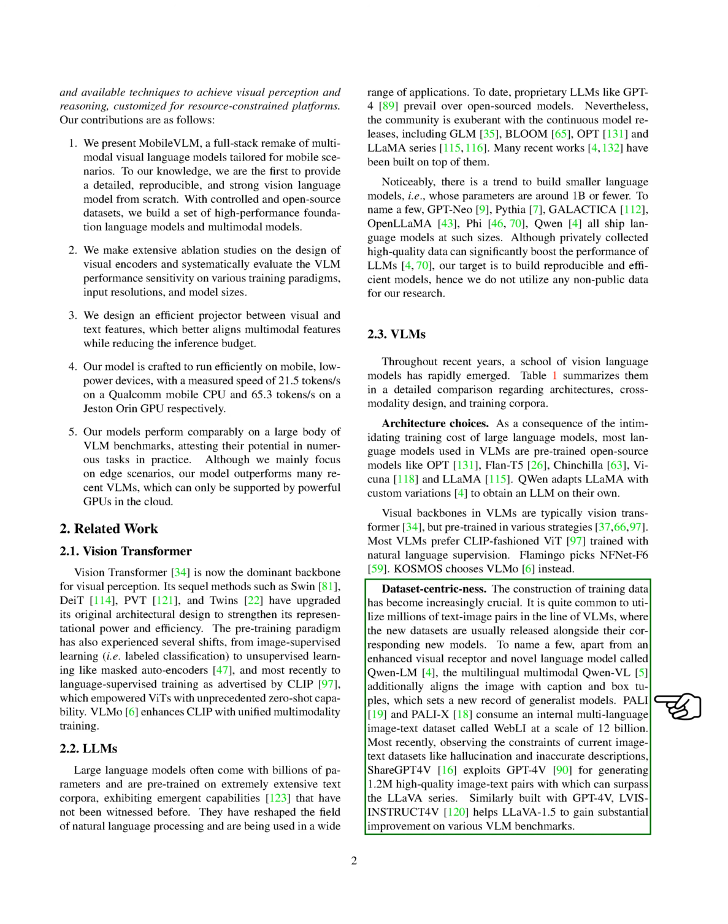For instance, the multilingual multimodal model Qwen-VL not only has an improved visual receptor and language model, but it also aligns the image with caption and box tuples, setting a new standard for generalist models. PaLI and PaLI-X use an internal multi-language image text dataset called WebLI, which contains 12 billion entries. Recently, ShareGPT4V has been used to generate 1.2 million high-quality image text pairs to overcome the limitations of current image text datasets, such as hallucination and inaccurate descriptions. This has led to significant improvements in the LLaVA series.